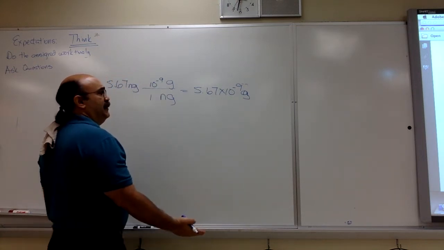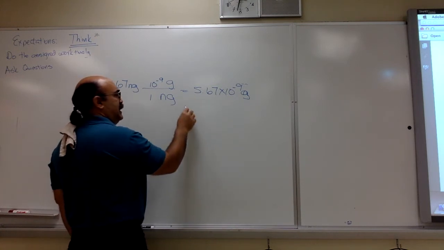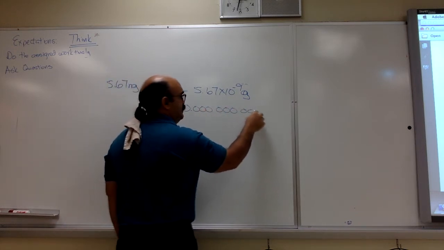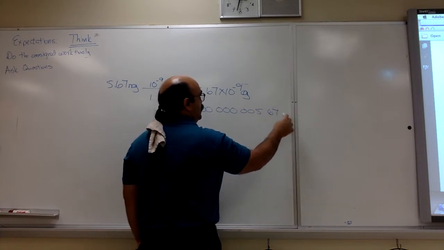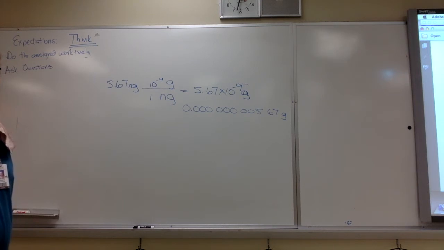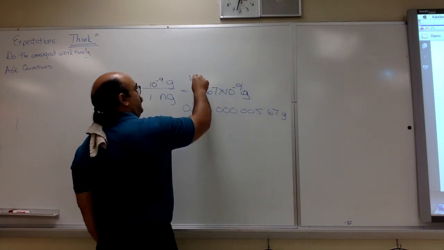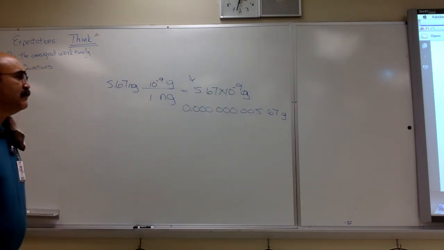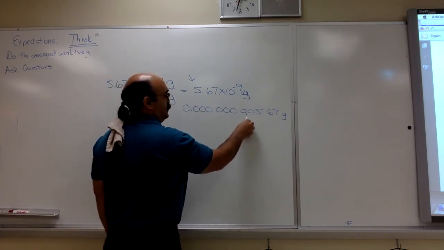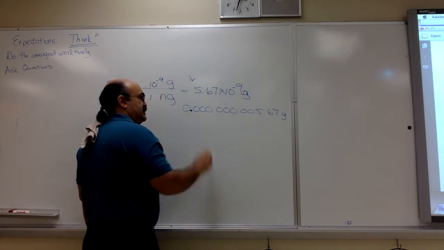If I want to write it in regular notation, that means I need to move this over 9 places. So I get 0.00000000567 grams, which is also correct. I just think it's easier to write it like this once you get the hang of it. So again, I went over 1, 2, 3, 4, 5, 6, 7, 8, 9 decimal places to get the decimal point there.